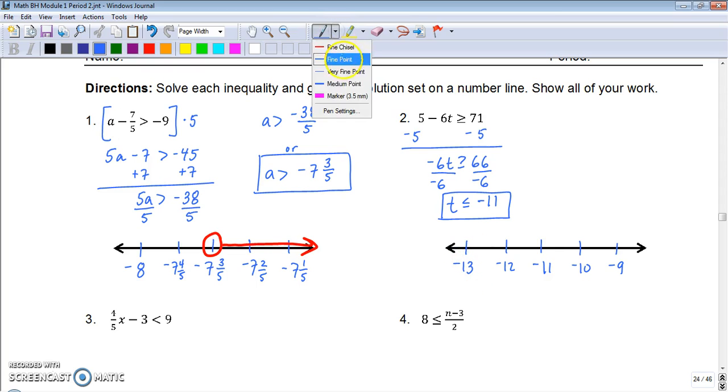If you remember from equations, a lot of times we got one answer, like x equals or t equals. In this case, we're getting lots of answers, anything in the shaded region. And remember that we also need to fill in the endpoint this time because negative 11 would work as a solution because negative 11 is less than or equal to negative 11.